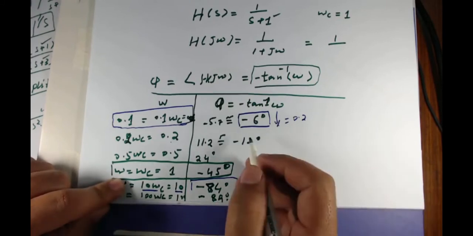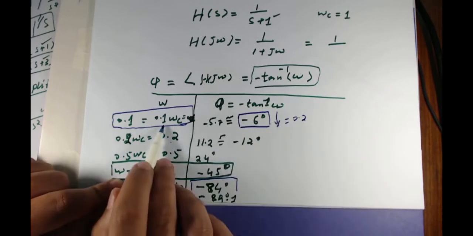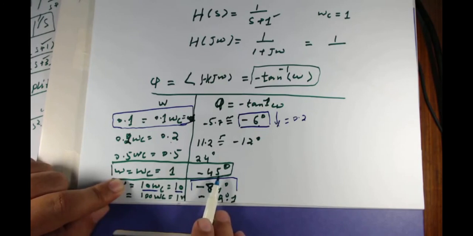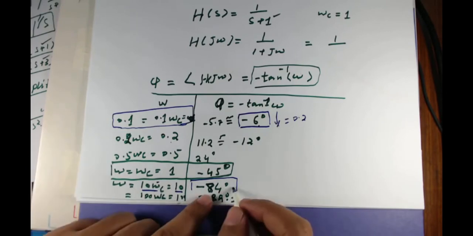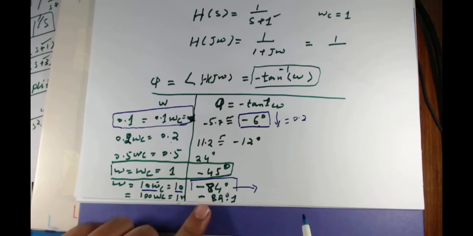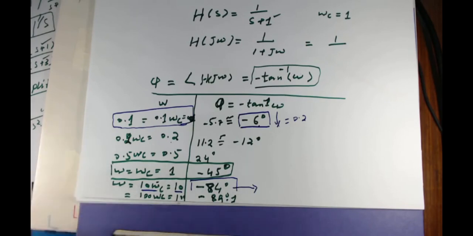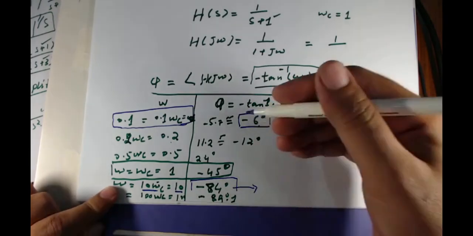So it means that your plot will start from 0. At 1 by 10 times omega c, this will reach minus 6 degrees. When omega equals omega c, this will reach minus 45 degrees. And when omega reaches 10 times omega c, your angle will be minus 84 degrees. See here, ultimately it will reach minus 90 degrees, and it will be bound by 90 degrees. So we can say that minus 90 degrees is its asymptote. So this is 6 degrees up from the asymptote, and this is 6 degrees down from the asymptote.